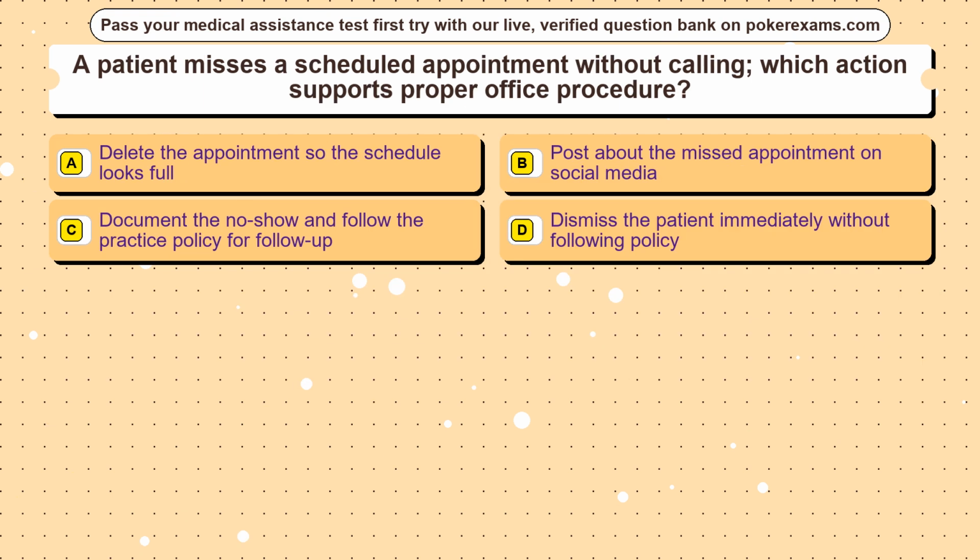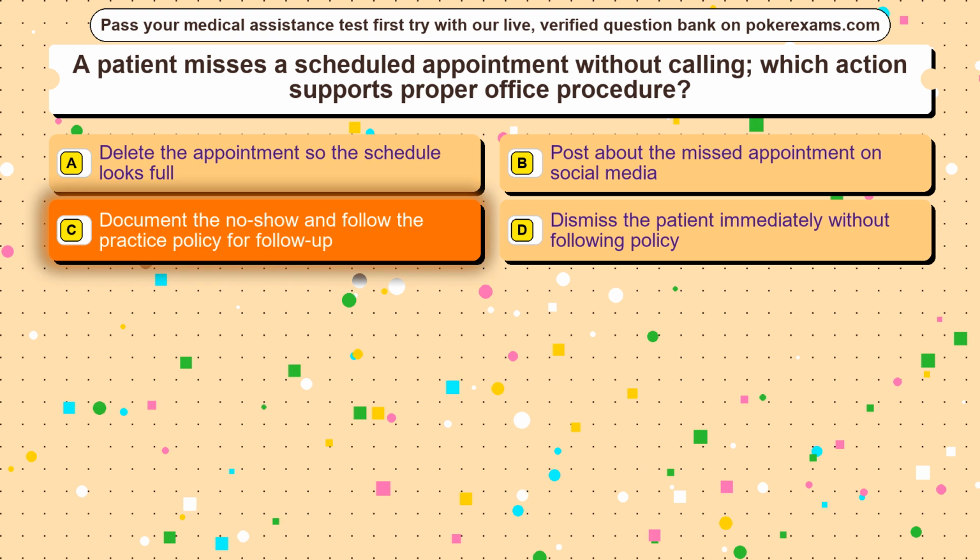Question 65. A patient misses a scheduled appointment without calling. Which action supports proper office procedure? Option A, delete the appointment so the schedule looks full. Option B, post about the missed appointment on social media. Option C, document the no-show and follow the practice policy for follow-up. Option D, dismiss the patient immediately without following policy.